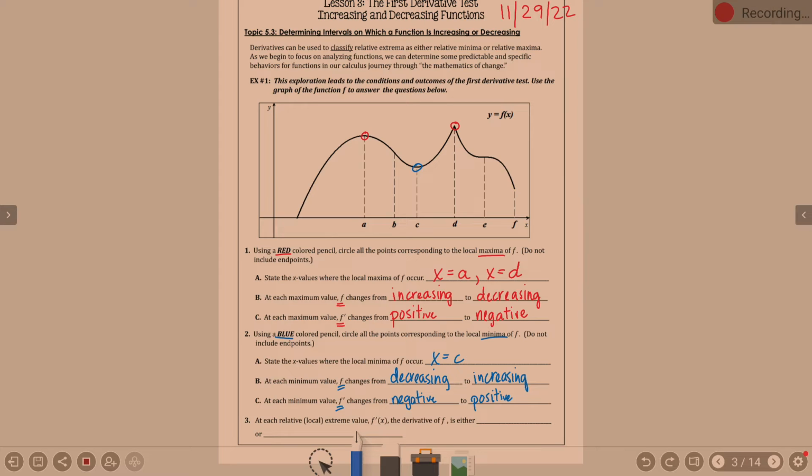At each relative or local extreme value, the derivative f prime of x is either what or what? What is the derivative at these red or blue points? 0. Okay, there's the obvious answer, right? Does not exist. So here I'm going to say undefined because the derivative would be undefined there.